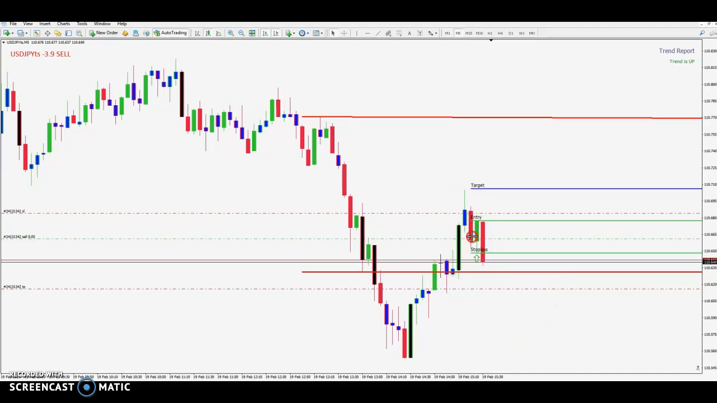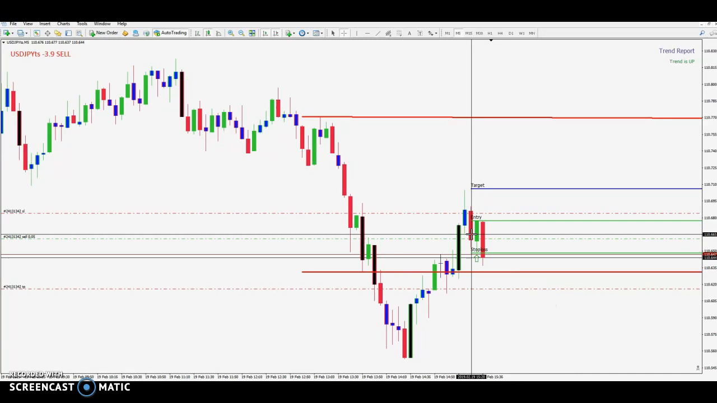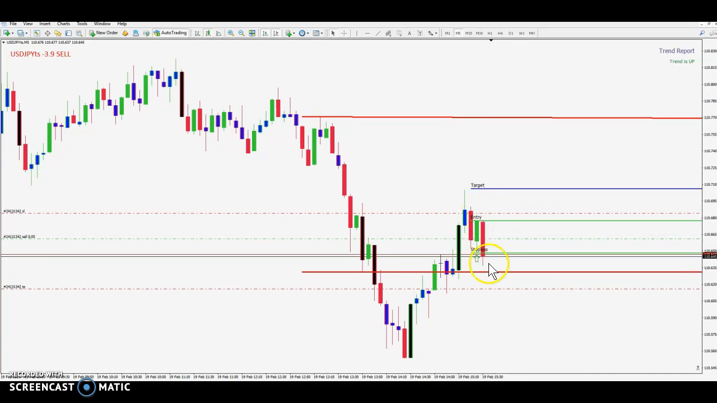I'm going to keep my initial one. This is the candle that I got in on with this trade. I didn't do this one, so I could take a bigger target, but I'm not going to bother. I'm going to stick with my initial target.